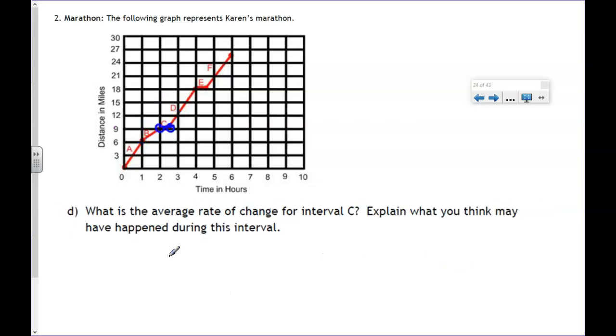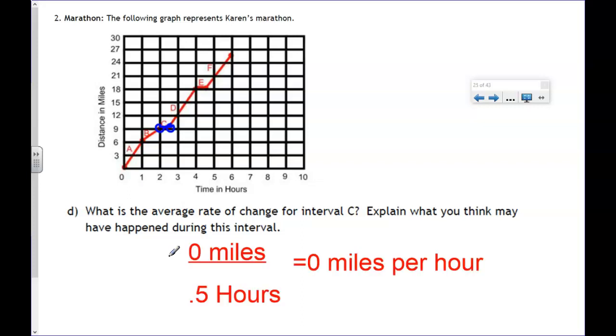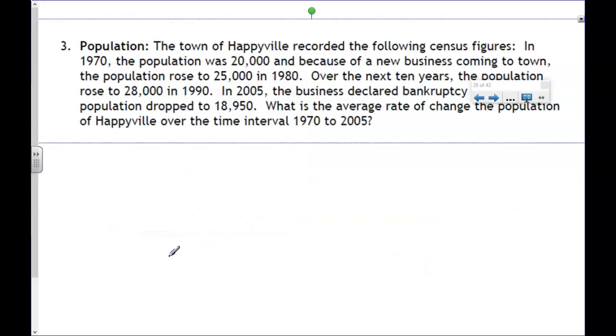For D, we're asked to figure out what is the average rate of change for interval C. It looks like I've traveled 0 distance vertically, and I've traveled a half of an hour horizontally, so it's 0 miles per hour.